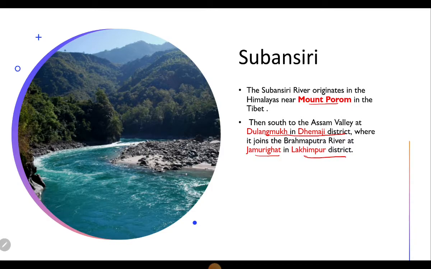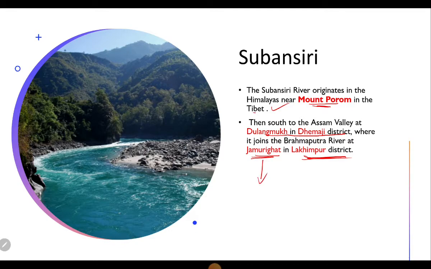So here, so many names came. The Subhansiri River originates near Mount Porom in Tibet. It originates and then travels south to the Assam Valley at Dulangmukh in Dhemaji district, and finally it joins at Jamuri Ghat, Lakhimpur district.